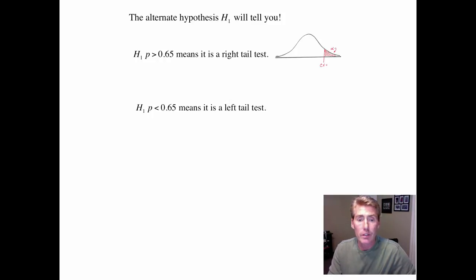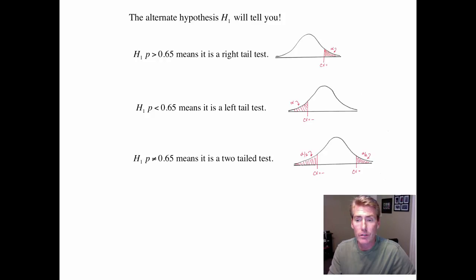If the little arrow is pointing to the left, then it's going to be a left-tailed test. So the picture would look like this. The critical value being on the left is now negative. And if it says that P is not equal, then that means it's a two-tailed test. So up here I said alpha equals 0.02. Well, in this one you'd have to take that 2%, put 0.01 here and 0.01 here. And then you would have two critical values.